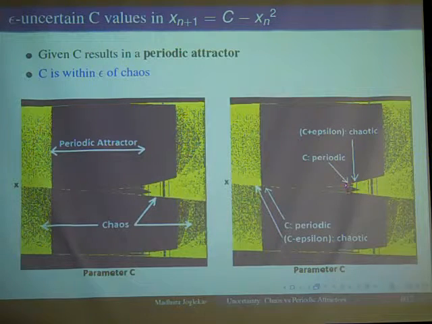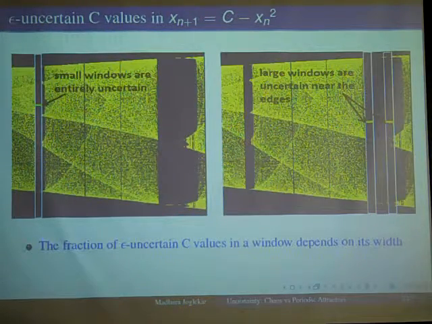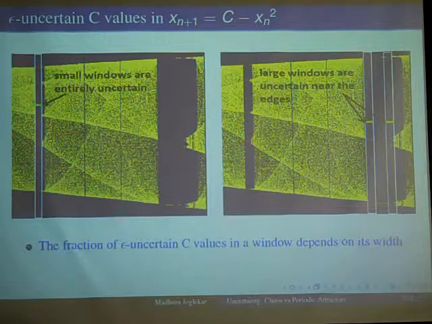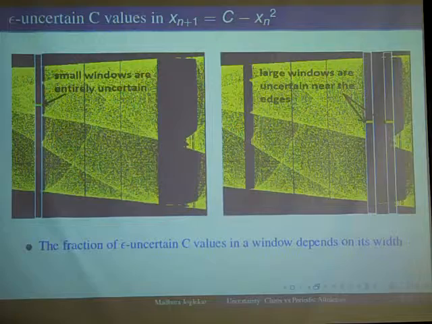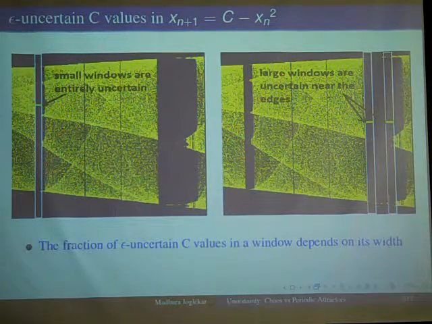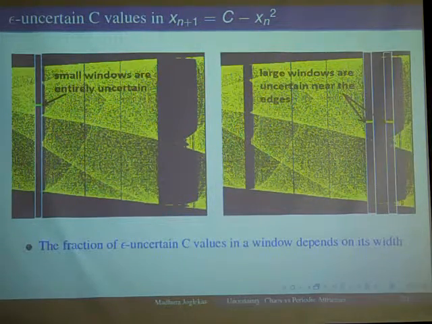Similarly, a C value here is epsilon uncertain because if I increase it by epsilon, then the behavior changes from periodic to chaotic. On the other hand, if I pick a C value somewhere in between, then it's not epsilon uncertain because on perturbing it by epsilon, the periodic behavior persists. So the fraction of epsilon uncertain C values in the window depends on how large the window is. If the periodic window is really small, then any randomly chosen C value in the window will be epsilon uncertain. However, if the periodic window is large, then only the values close to the edges of the window are epsilon uncertain.